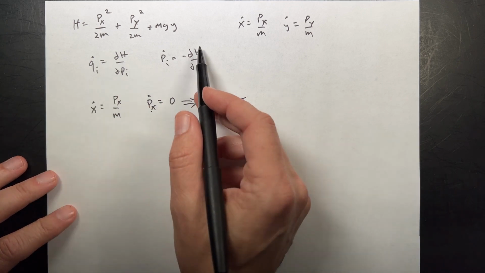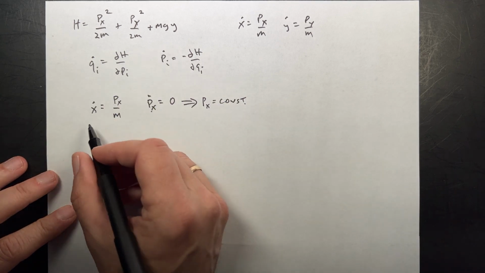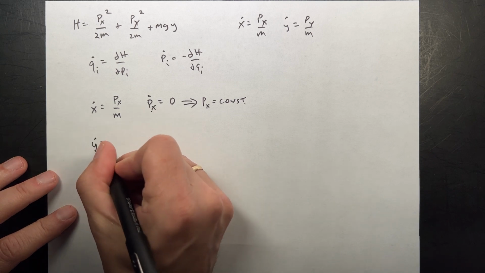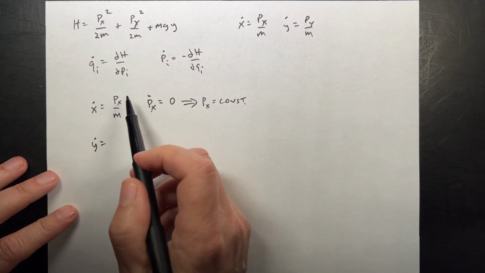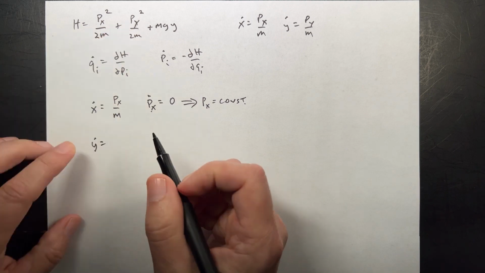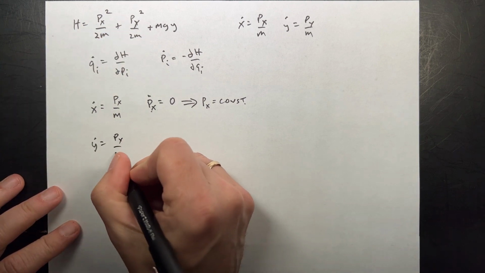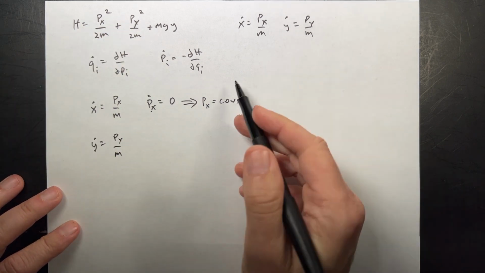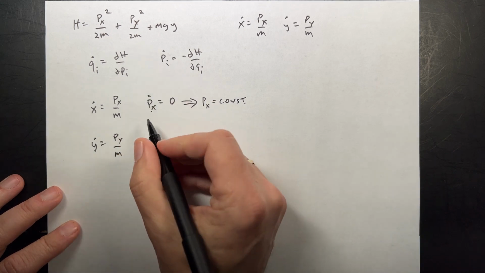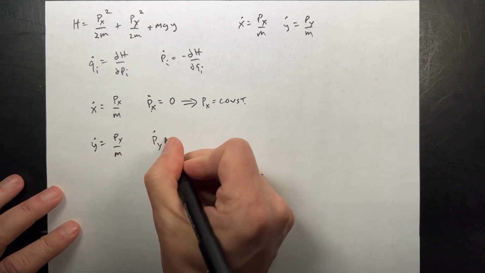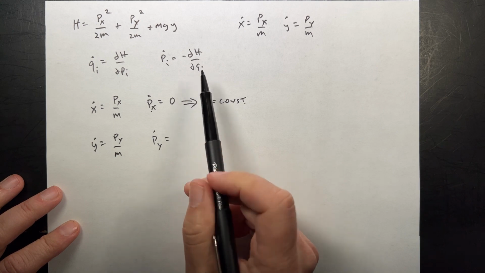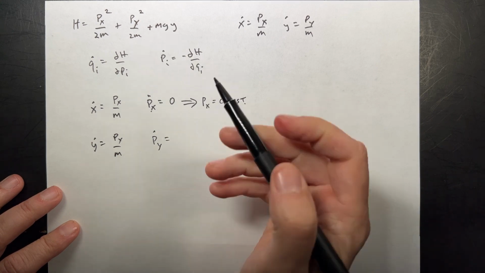Let's do the same for the y direction. In this case, y dot is the partial of H with respect to p_y. Again, there's only one p_y, so I get p_y over m, and we already knew that. But now p_y dot is negative the partial of H with respect to y, so it's going to be negative mg.